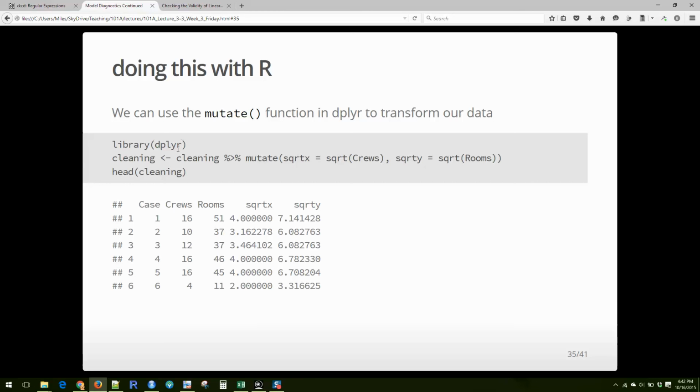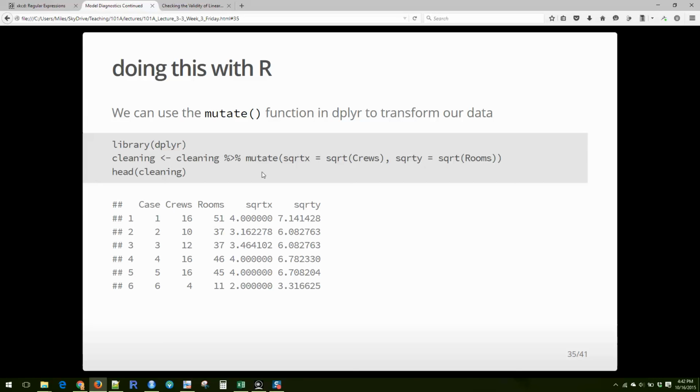So with library dplyr, you can transform your data just using the mutate command here. What I want to do is take the crews and the rooms, and we're going to apply the square root to both of them.